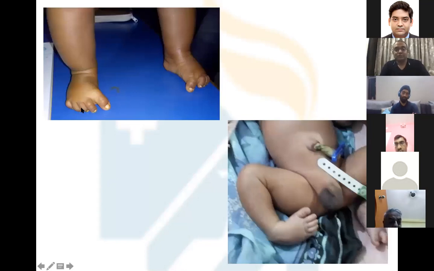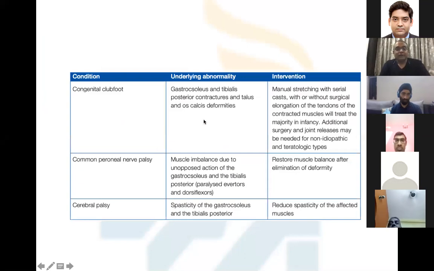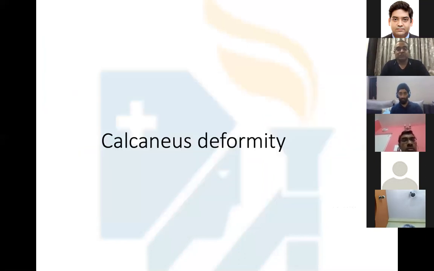Here, in the first picture, it is basically a metatarsus adductus, whereas here the entire forefoot is in adduction. You have to differentiate these. This is forefoot adduction in a congenital talipes equinovarus, whereas this is only a metatarsus adductus. In congenital clubfoot, the underlying abnormalities are in the muscles and in the bones. You can have such a varus and equinus foot in common peroneal nerve palsies because of muscle imbalance, and also in cerebral palsy, where it is because of spasticity.